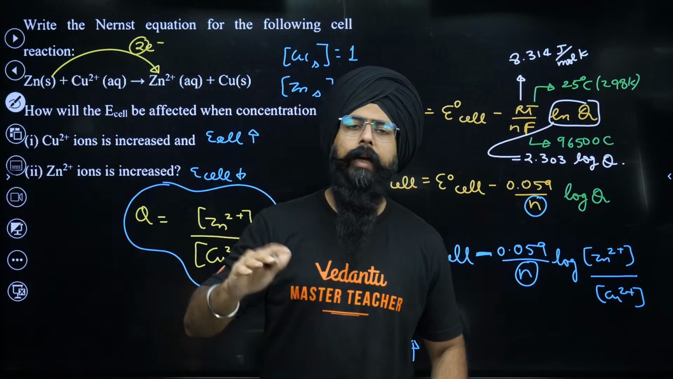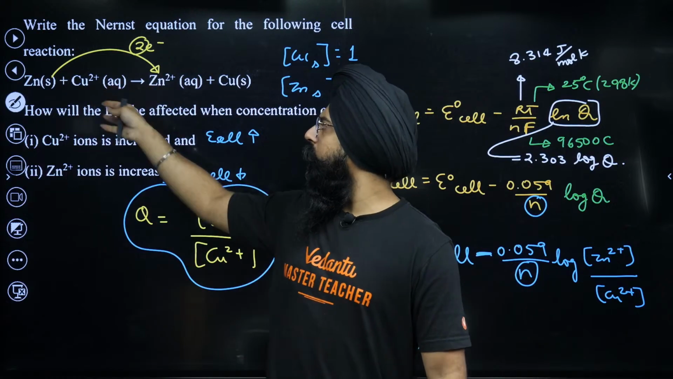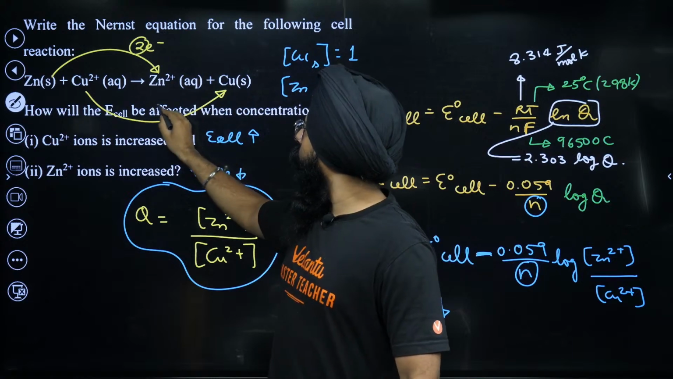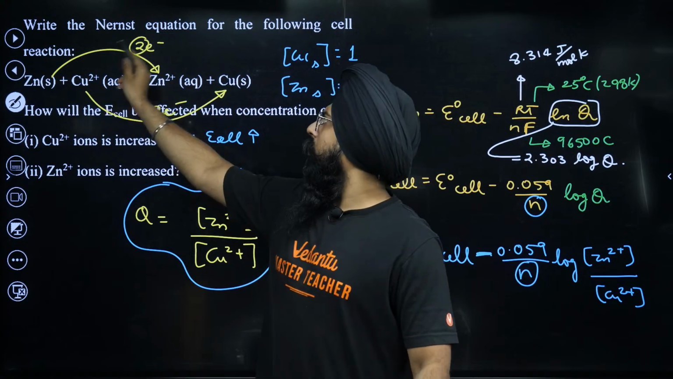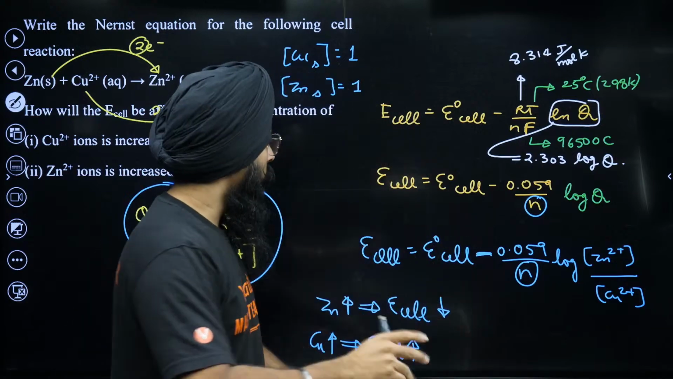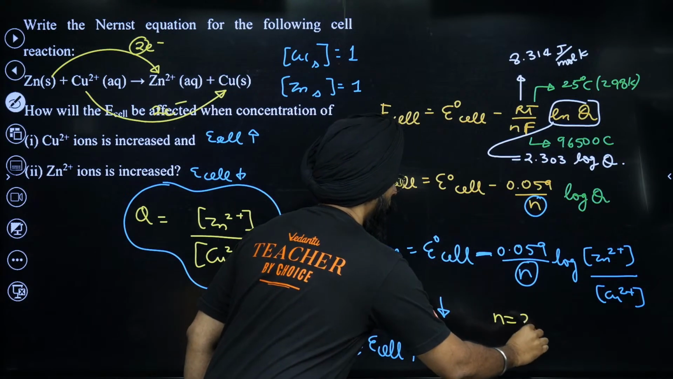You calculate n either from the oxidation process or from reduction process. Same thing. Even if you do it, this is also 2 electron process. Oxidation process loses 2 electrons, reduction process gains 2 electrons. Basically, n over here will be equal to 2.